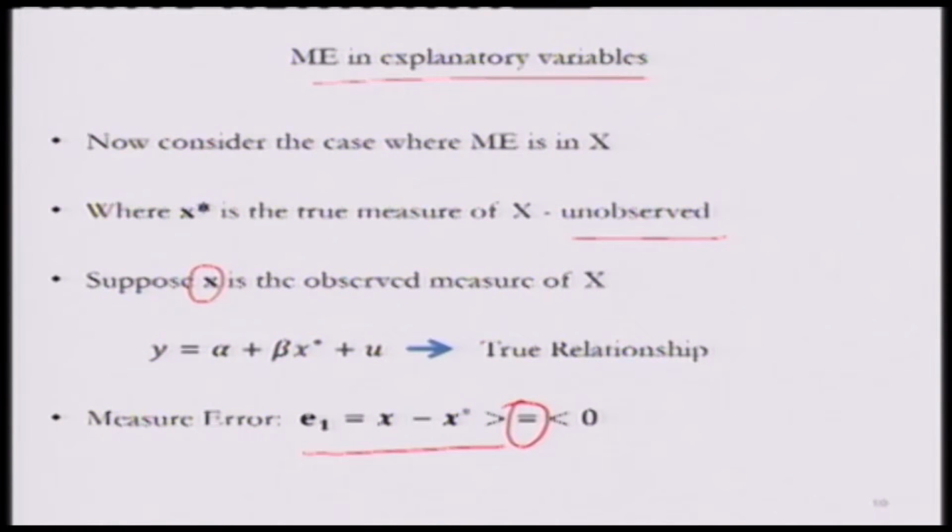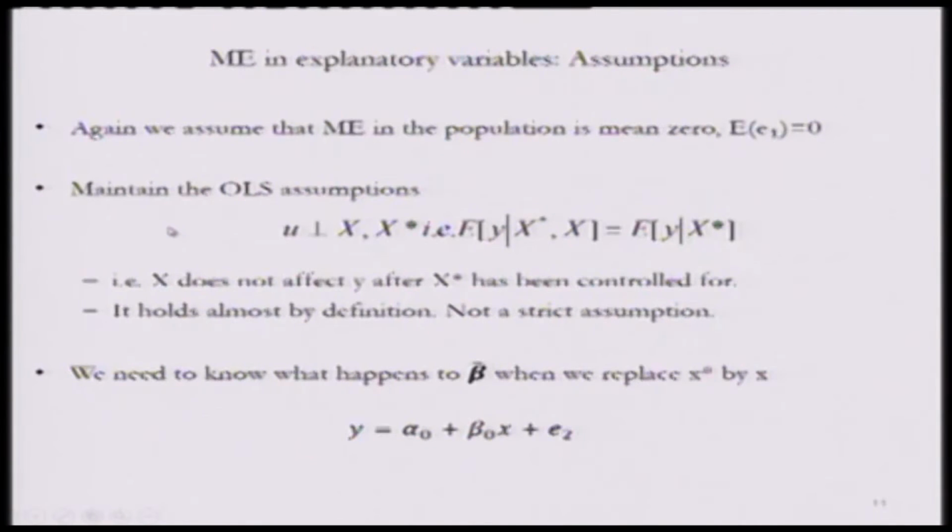So, what we are interested in estimating is the true relationship between x star and y, which is given by y equal to alpha plus beta x star plus u. But what we end up with is this relationship over here, where we are essentially estimating the effect of the observed x on y.